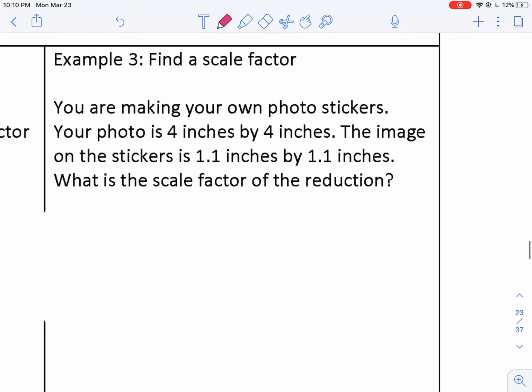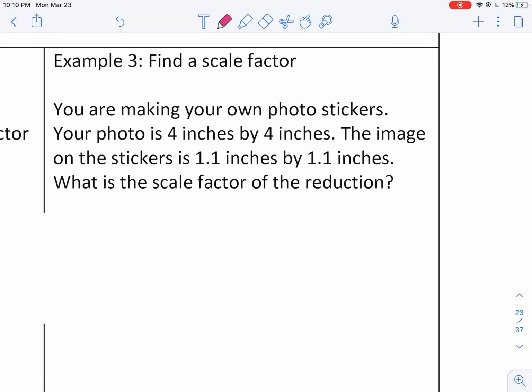All right, and so now let's look at example 3. Find a scale factor. Go ahead, take a minute, pause, read, and then try to set this up on your own.